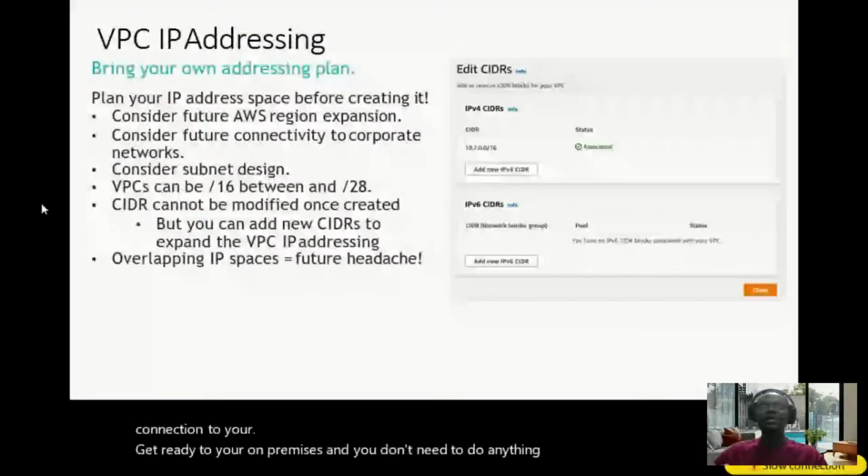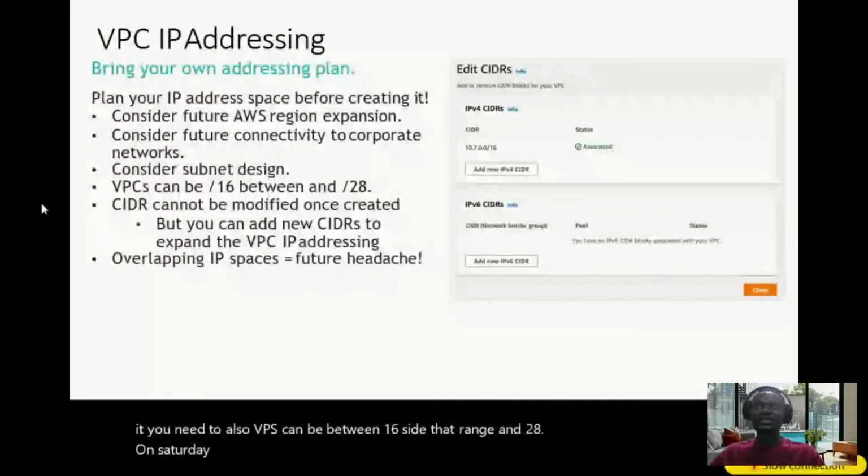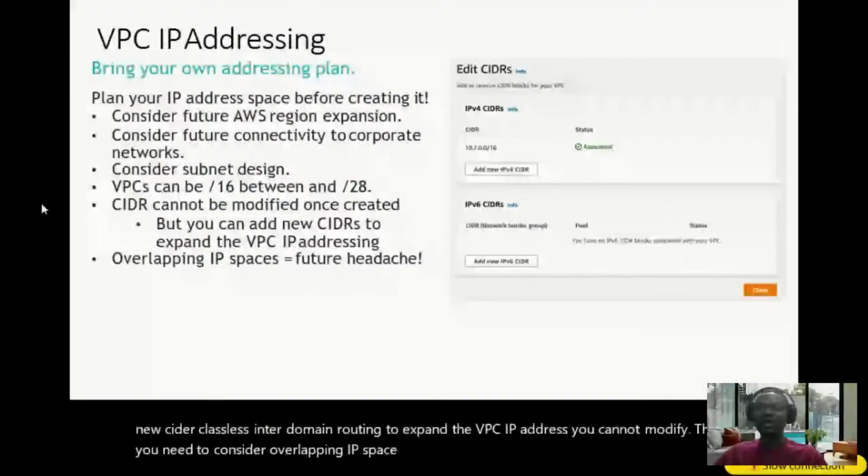Also, VPCs can be between a /16 CIDR range and /28. And the CIDR range cannot be modified once created. Note, this is very, very important. If you're going to demonstrate that, you're going to see you cannot modify the one created. But you can add new CIDR, classless inter-domain routing, ranges to expand the VPC IP address space. Then you need to consider overlapping IP spaces. It can give you a headache, and you can regret ever working with AWS VPC. This is very, very important. You need to take note of that.